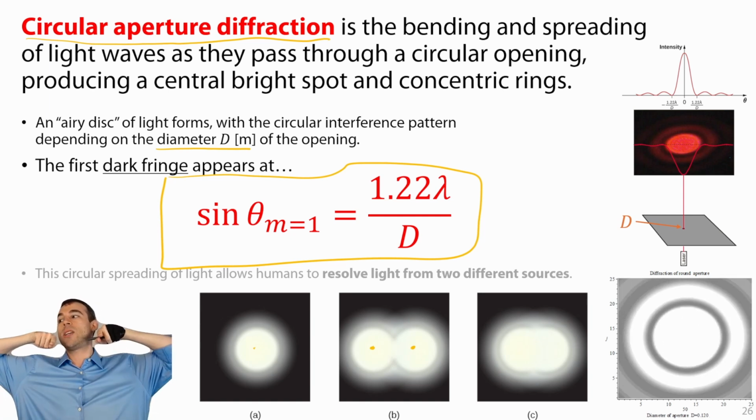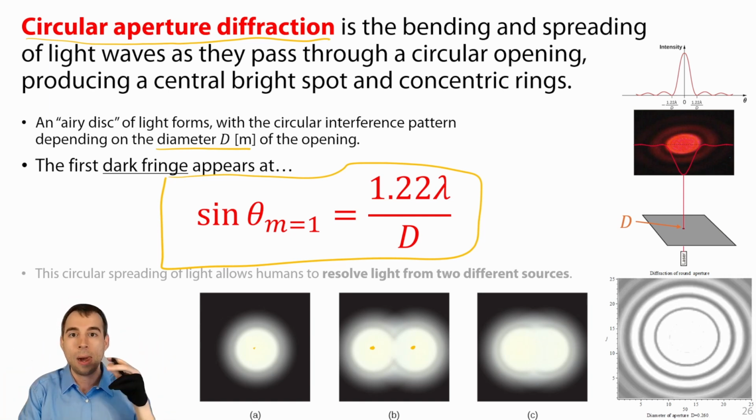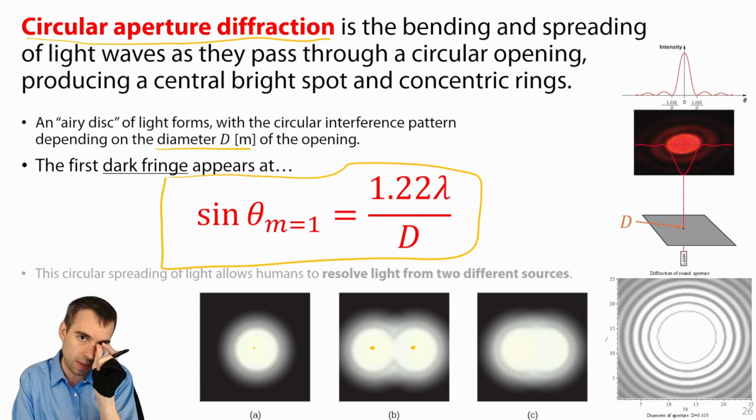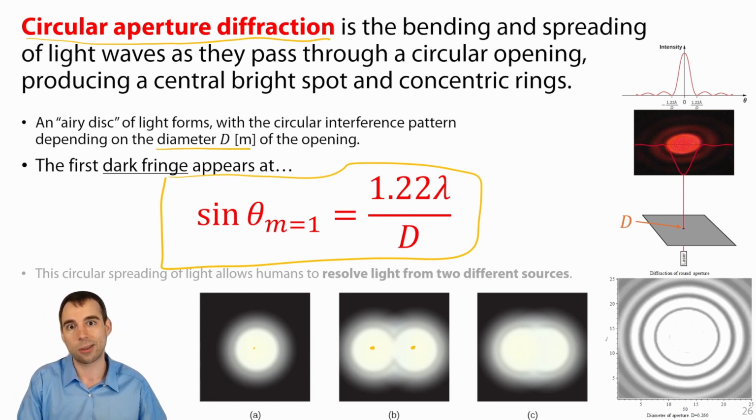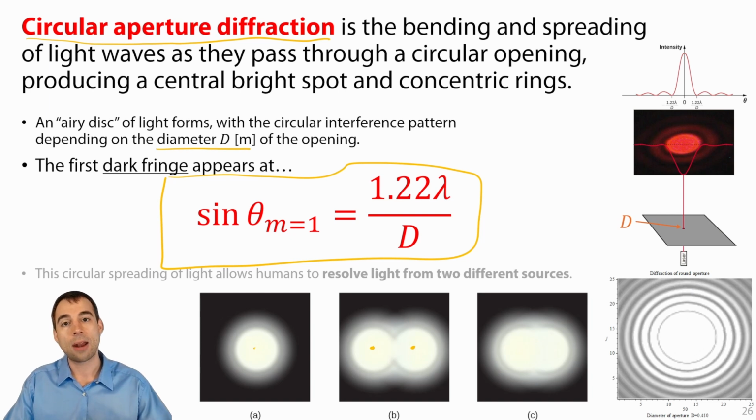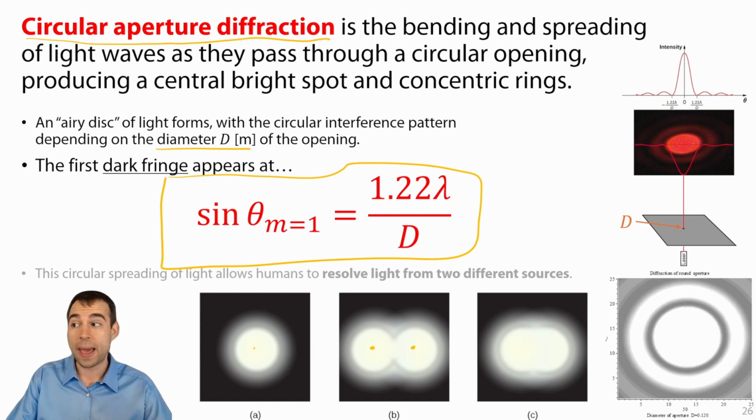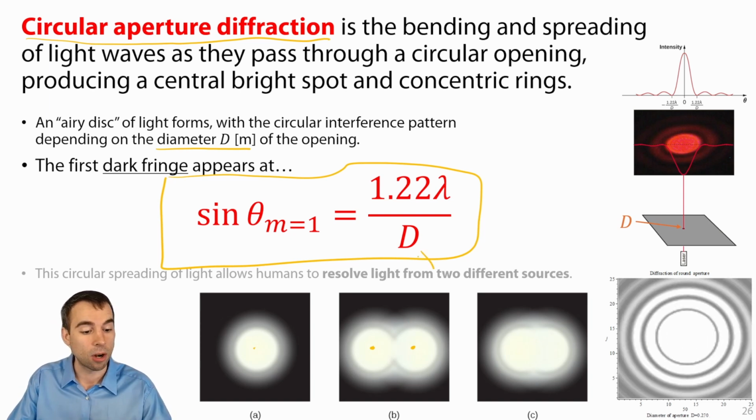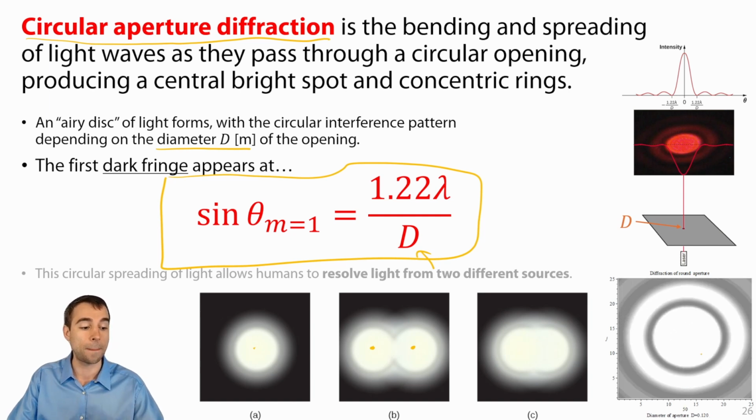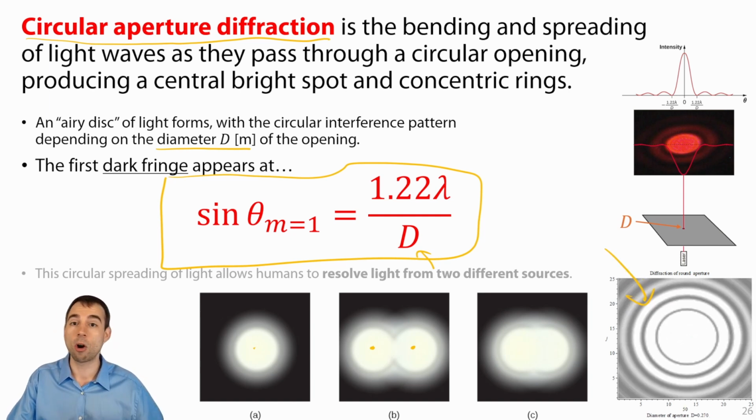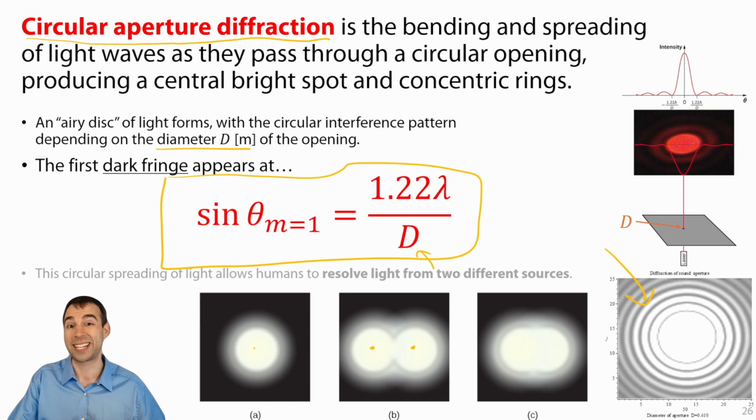How far away do you actually need to be from that car before those two headlights appear to be one headlight? The way that we calculate that is by understanding circular aperture diffraction. And ultimately, the diffraction pattern is based on the diameter of the aperture, the size of our opening. So as we scale up the diameter of our opening, we notice that the interference pattern tightens.